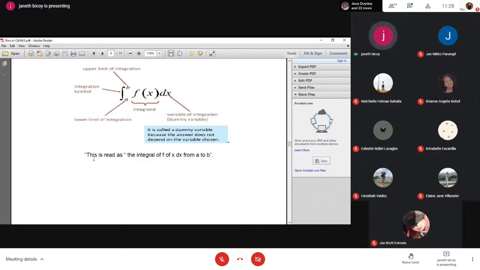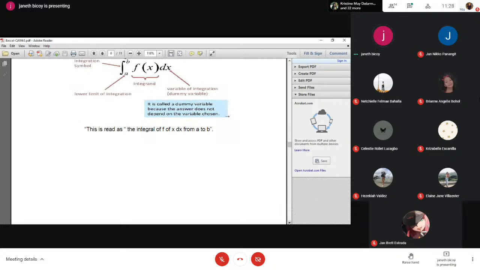This is read as the integral of f of x dx from a to b, or the integral of f of x dx evaluated from a to b. So b is your upper bound, the upper limit, and a is your lower limit or the lower bound.